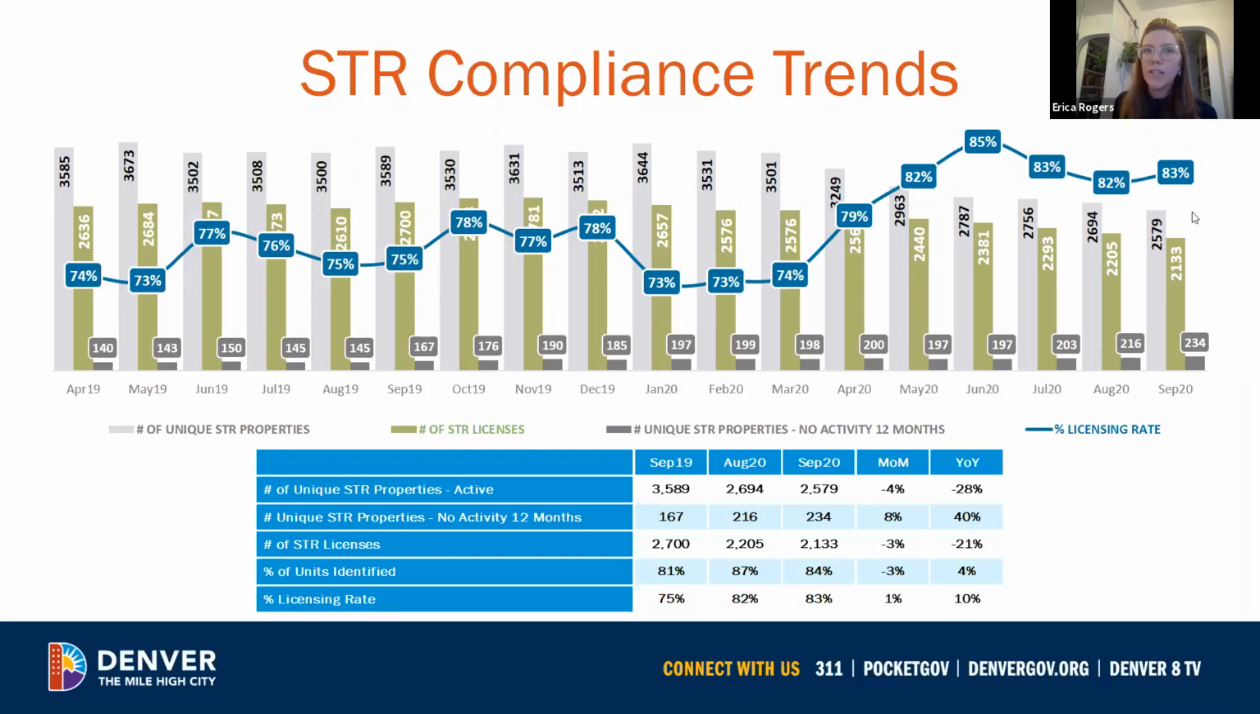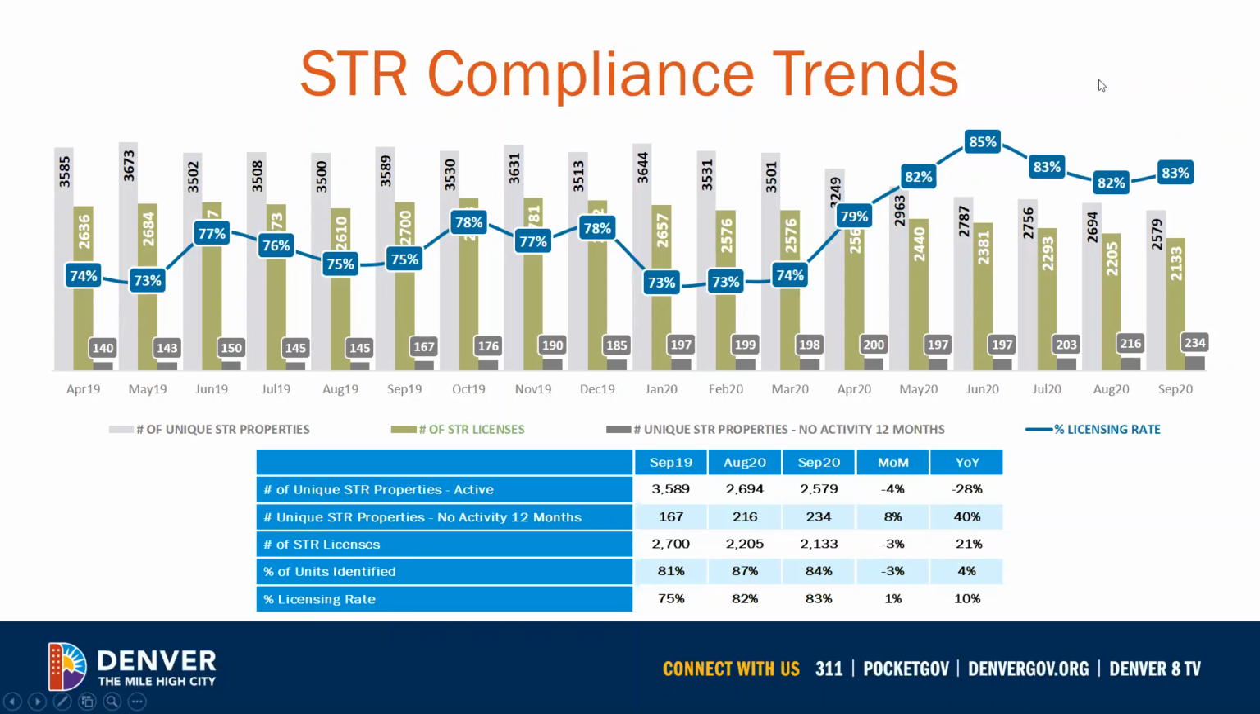However, what we can see is that all through 2019, we were in the high 70s percentage-wise for licensing, and this year we've seen 70s to 80% of our unique properties that we're seeing online being licensed. So that is good.